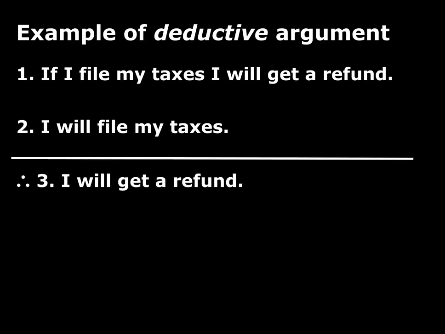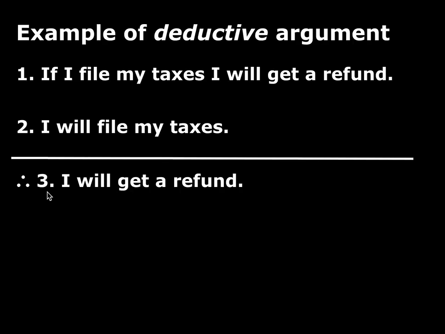So here's an example of a deductive argument. If I file my taxes, I will get a refund. That's premise 1. Premise 2, I will file my taxes. Therefore, 3, I will get a refund. Now this is deductive because if I'm going through this piece of reasoning, suppose this is my reasoning, I might think that 1 and 2 provide watertight support for the conclusion, and in fact they do. So this is not only a deductive argument, it's a good deductive argument, and we'll talk later about what good means.